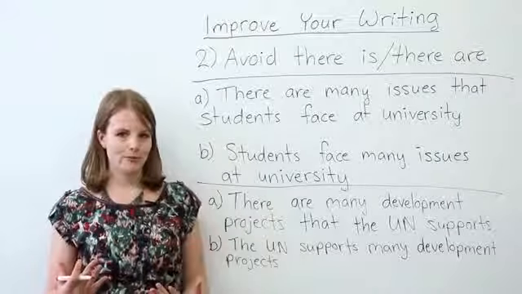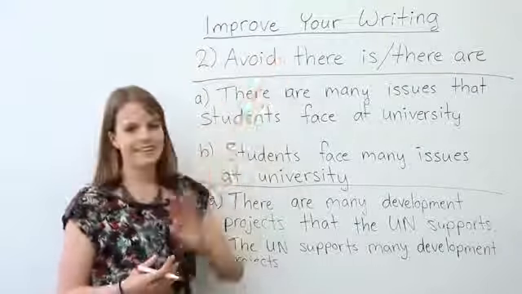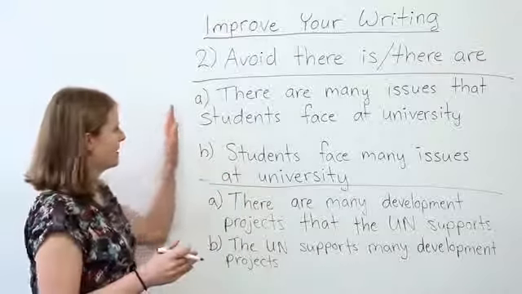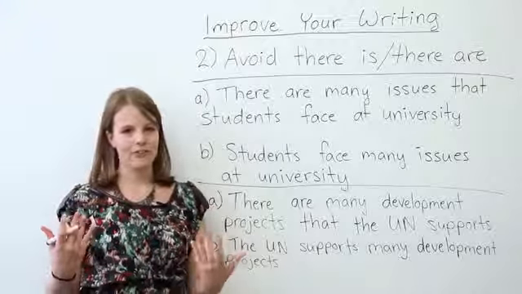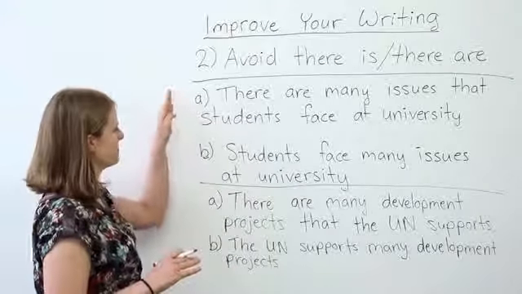Tip number 2 is avoid there is or there are. So why do we avoid there is or there are? Well, one of the reasons is when we write, we want to write our ideas clear and concise, meaning we don't want these long sentences. We want our sentences to be to the point. There are adds extra words that are not needed. So let's look at some examples.